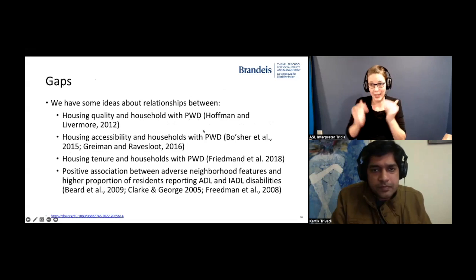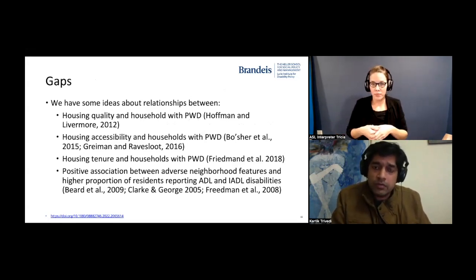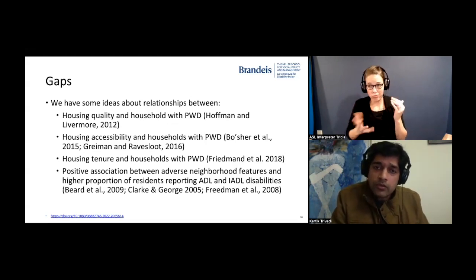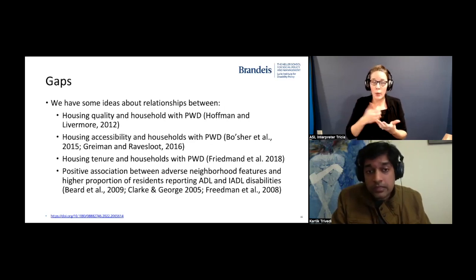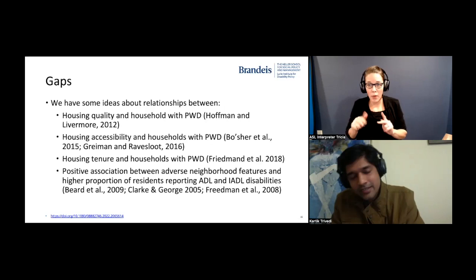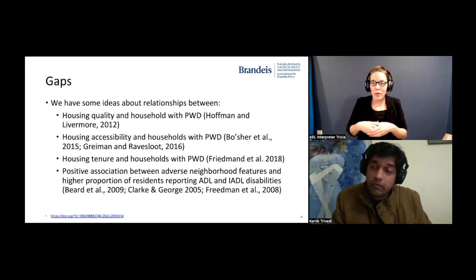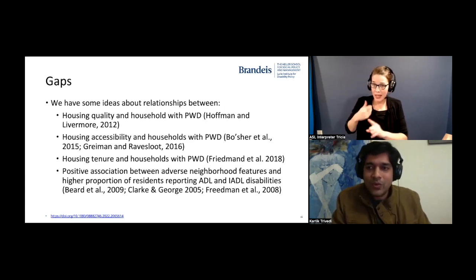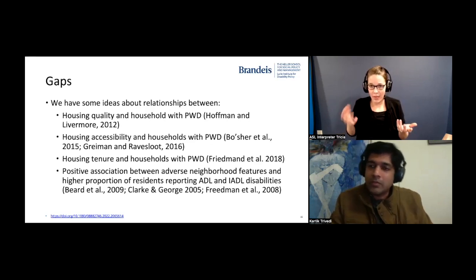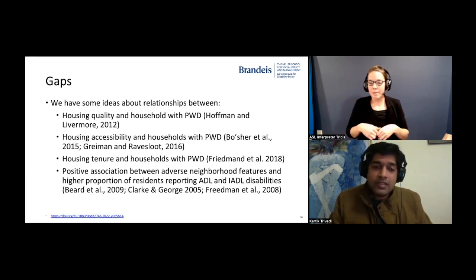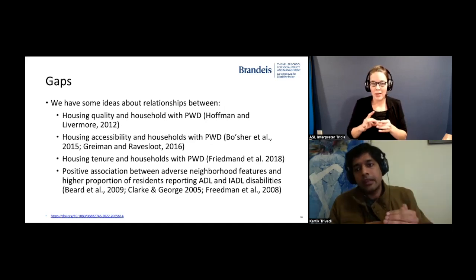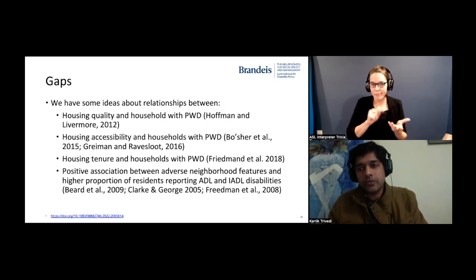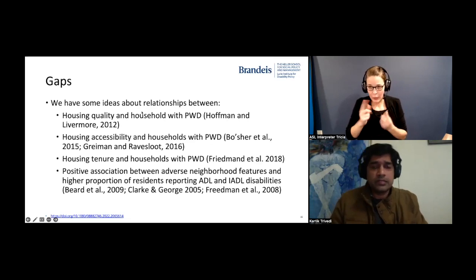In our work, from the next slide, we need to address some gaps. We know things about housing quality for households with people with disabilities, but we do not know much about what it means for households with LTSS needs. We know about housing accessibility for households with people with disabilities, but again, for households with LTSS needs, we do not know much. We also know that tenureship, by which I mean whether somebody owns or rents a place, has an impact on what kind of house you're living in when it interacts with whether somebody with disability lives in the house or not. And finally, we see a positive association between adverse housing and adverse neighborhood features if there is a person with disability in the household. So these are the gaps that we need to explore and understand, and what it all means for households with LTSS needs. On the next slide, please.